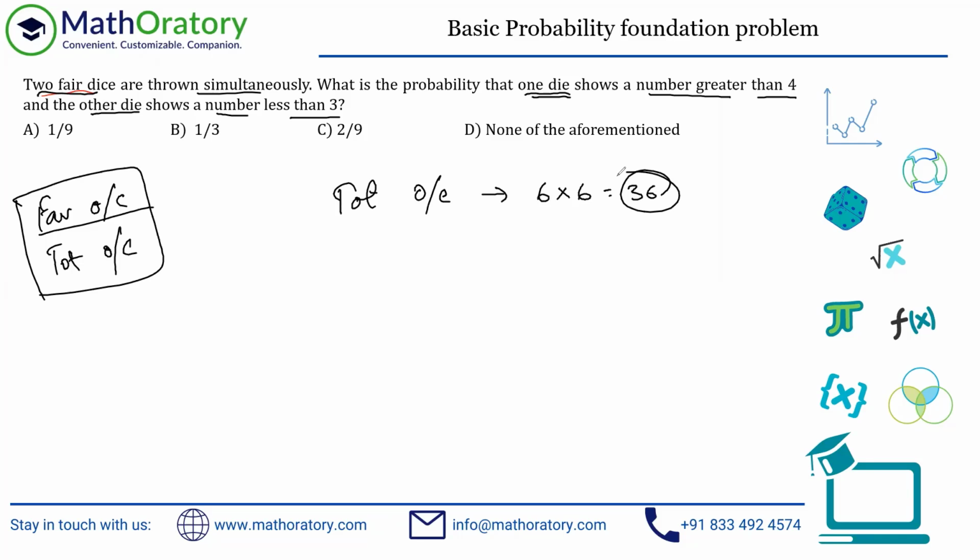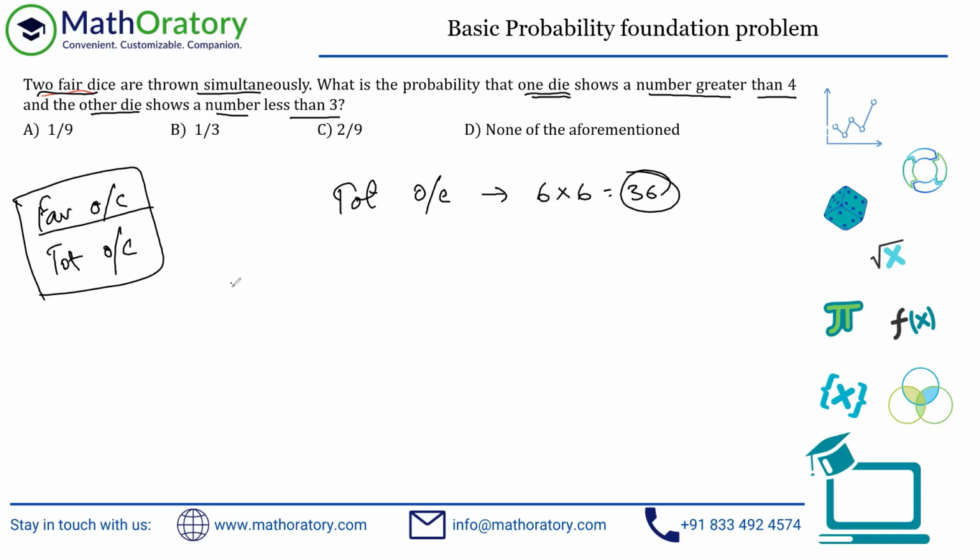So any die has 6 outcomes. So with 2 dice thrown simultaneously, there are 6 into 6, 36 possible outcomes, right? Now, out of them, the favorable ones, what are we looking for? One die shows a number greater than 4. So it doesn't say which die, right? It says one die shows a number greater than 4.